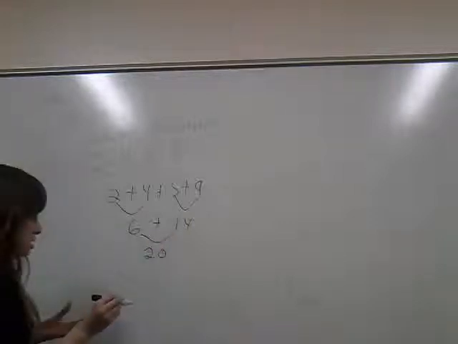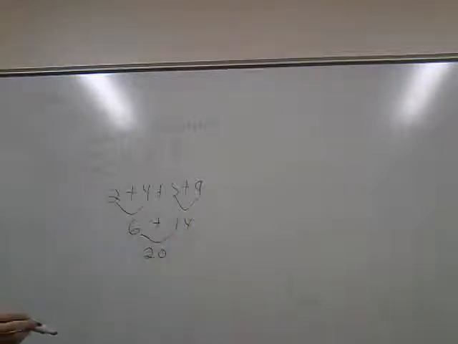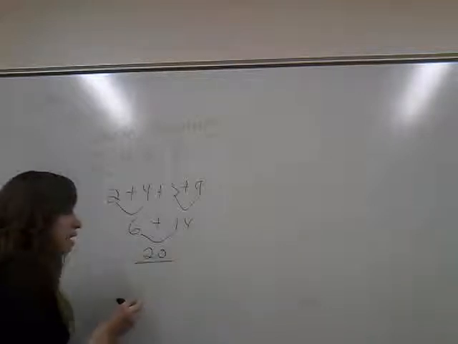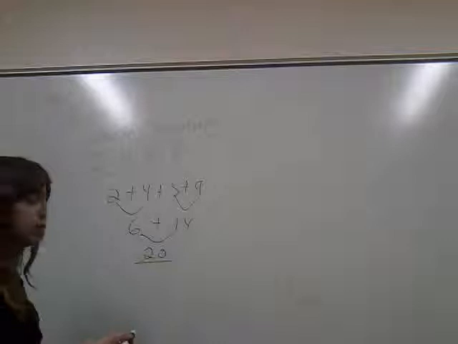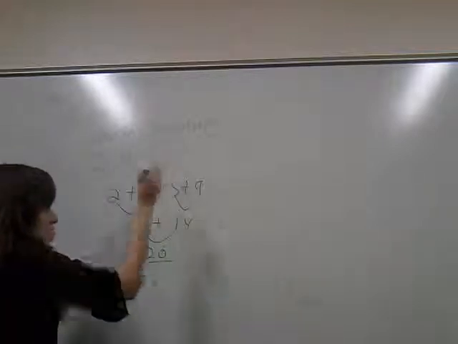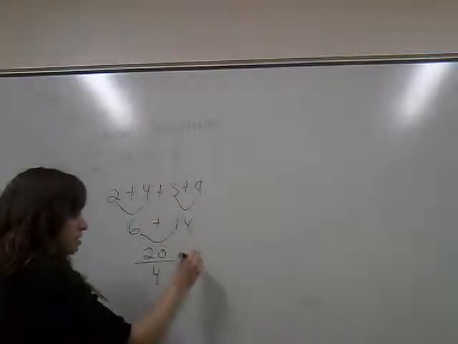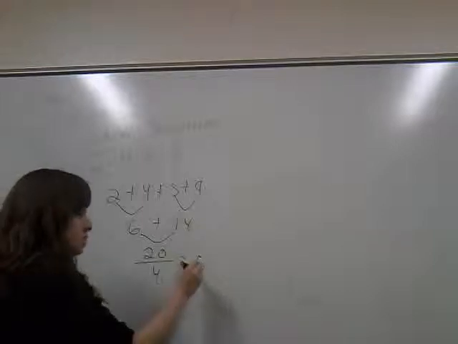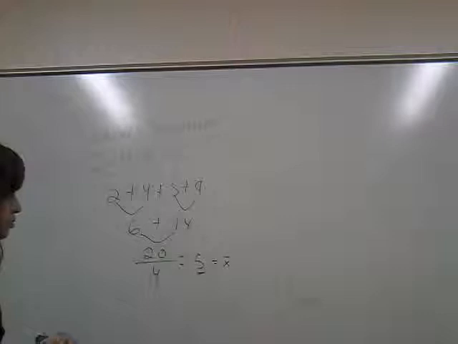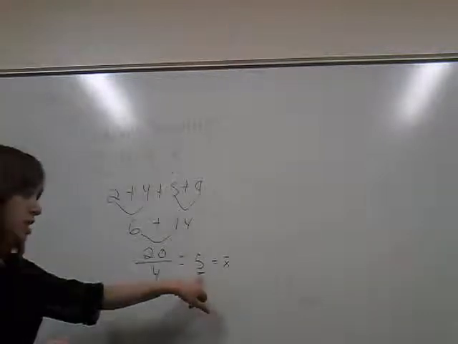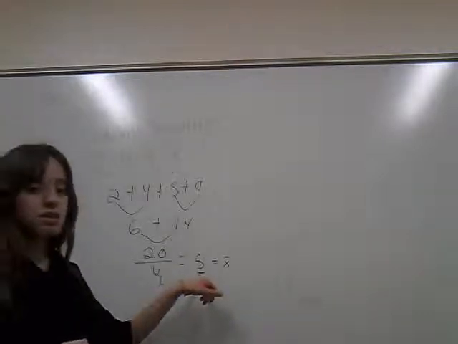So our total is 20, but remember we're finding the average or the mean, so we're going to have to divide by the number of observations or however many things we put into it. So we have to divide by 4, and that'll give us 5. So this is the mean, which is sometimes noted as X bar, for example, population. So this is our mean, but now we want to find the mean deviation.